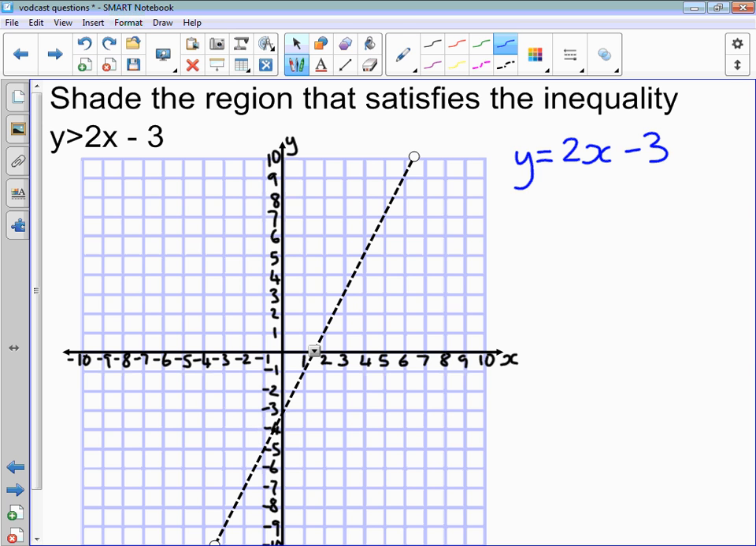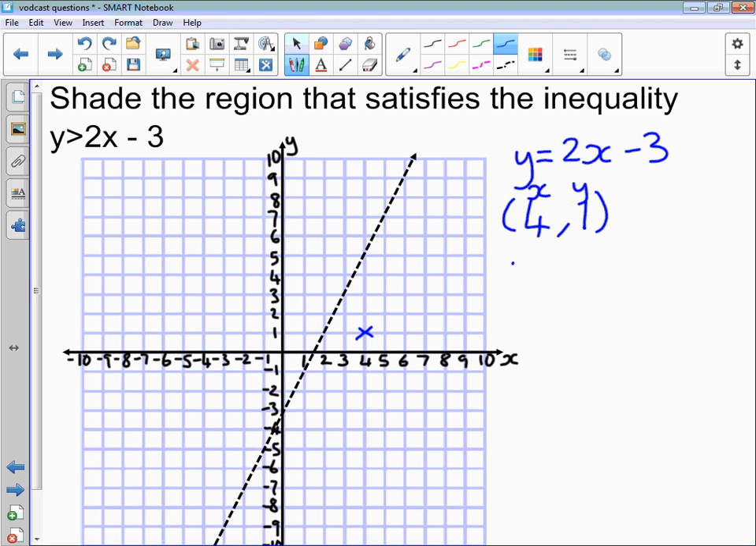Now what I have to do is to work out which side of my line I need to shade. So in order to do that, I'm going to pick one coordinate that I'm going to use as my test coordinate. I'm going to pick this coordinate here because both the x and the y value are positive, so I don't need to worry about using any negatives as well as my inequality. So the coordinate there we've got is 4, 1. It means my x value is 4 and my y value is 1.